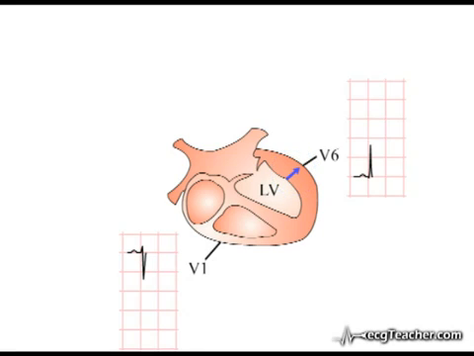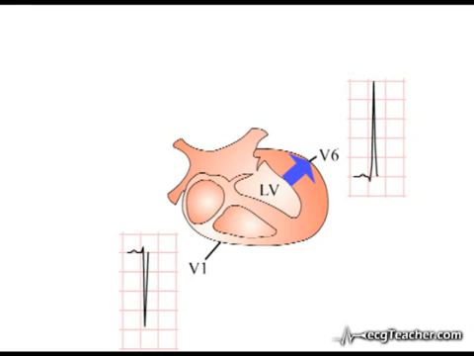Therefore, as exemplified here in leads V1 and V6, during the process of hypertrophy, as the left ventricular muscle mass increases in bulk, greater depolarization voltages are produced in the thickened wall, and the amplitude of the R wave in the left lateral leads becomes progressively higher, while the S waves in the right-sided chest leads become progressively deeper.